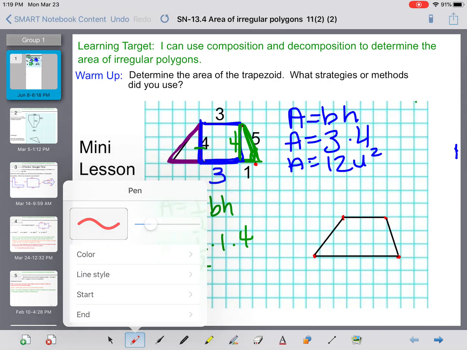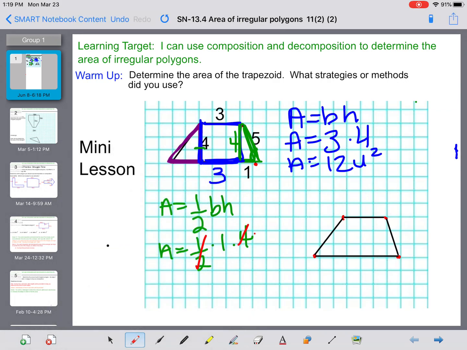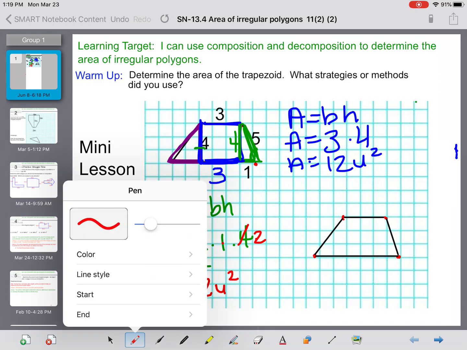I am going to use my shortcut, and I know 1/2 of 4 is 2. And 1 times 2 is 2, giving me an area of 2 units squared for my green triangle.